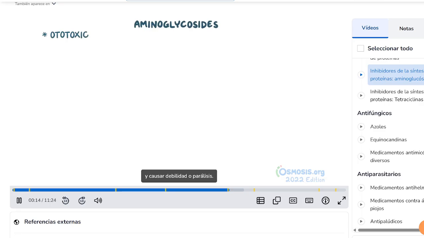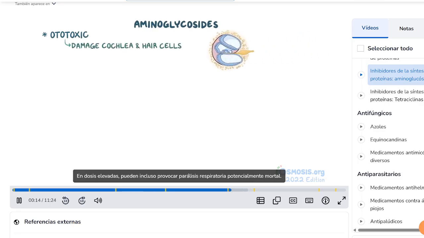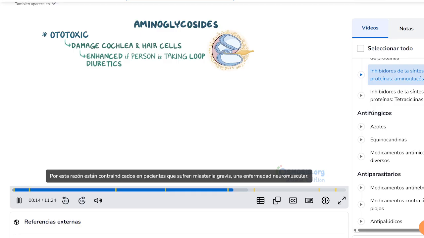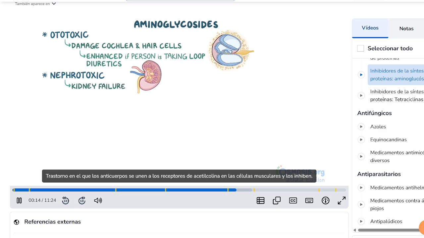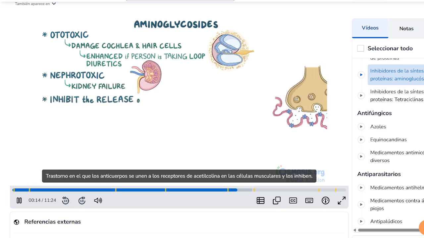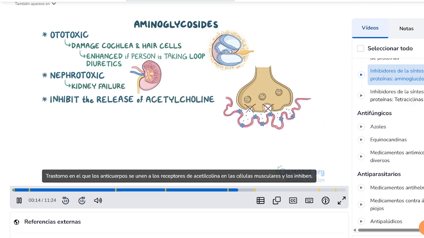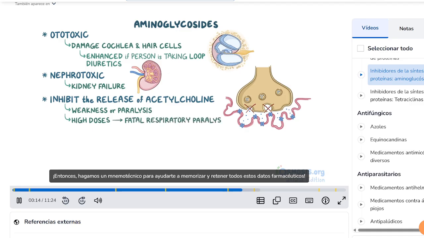Aminoglycosides are ototoxic and can damage the cochlea and hair cells in the ear. This effect is enhanced if the person is taking loop diuretics, which are also ototoxic. Another side effect is nephrotoxicity, which can lead to kidney failure. Aminoglycosides inhibit the release of acetylcholine from motor neurons at the neuromuscular junction and cause weakness or paralysis. At high doses, they can even cause potentially fatal respiratory paralysis.